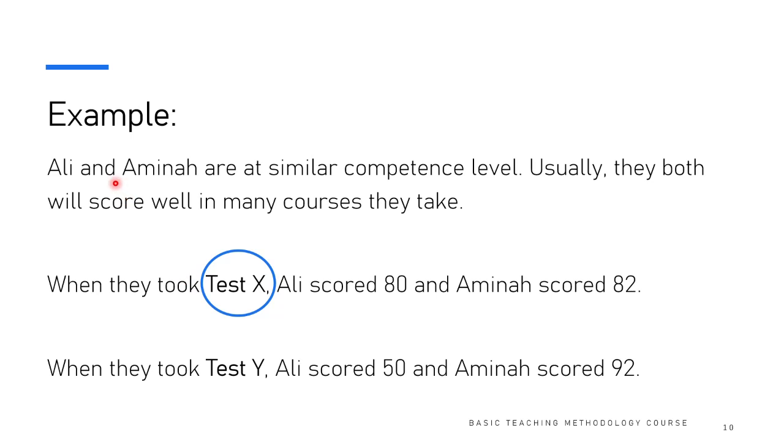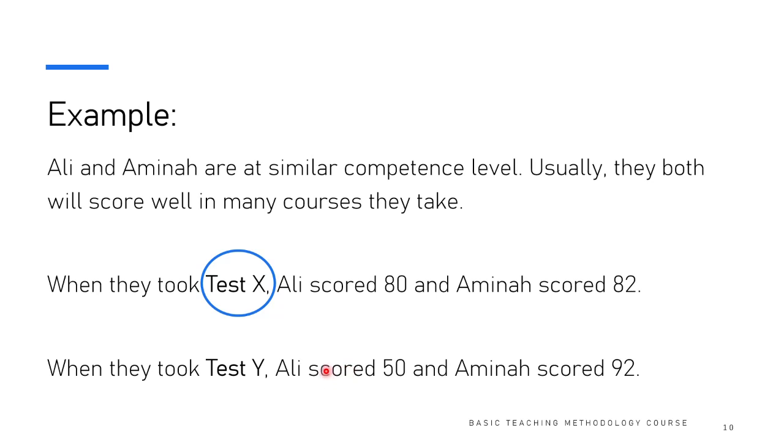What do we mean by this? For example, Ali and Aminah are at a similar competence level. That means their knowledge and their commitment are more or less the same. So they are similarly good students. Usually they both will score well in many courses they take. So this is test X. When they took test X, Ali scored 80 and Aminah scored 82. That means the scores produced by the test are quite consistent, as compared to when they took test Y, Ali scored 50 and Aminah scored 92.